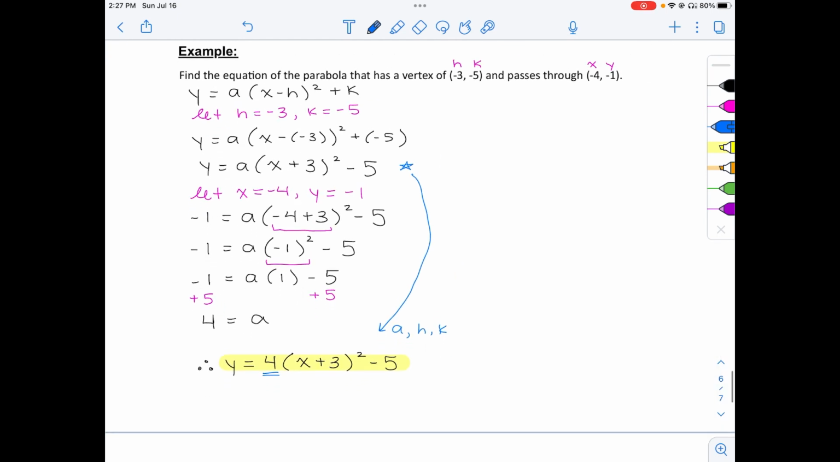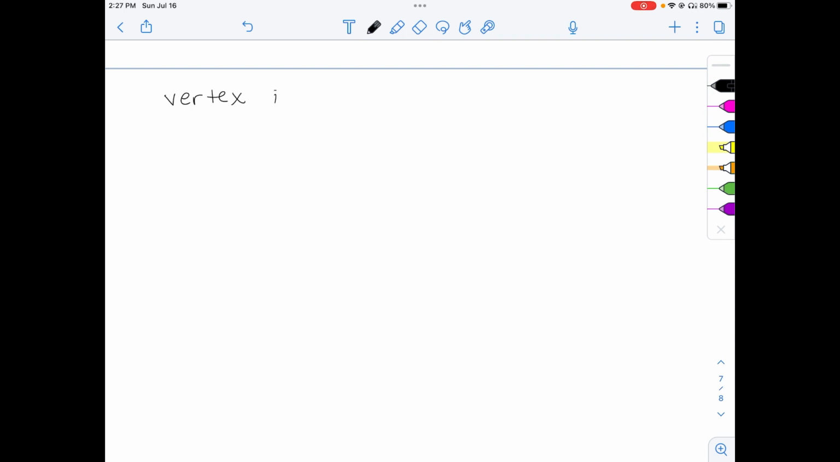Okay, so if I look at one more example of that, just so you can see what happens if I need to divide. Let's say I have the vertex is (-1, -5), and then it goes through the point, let's say, (6, -2). Okay, so again, I'm going to start with my base equation with nothing filled in yet.